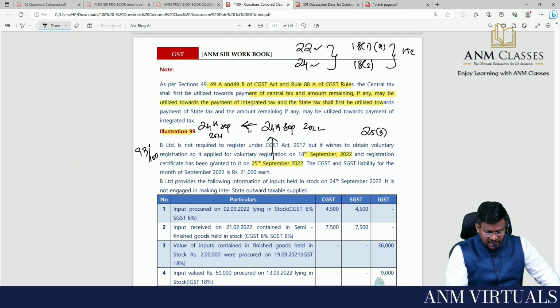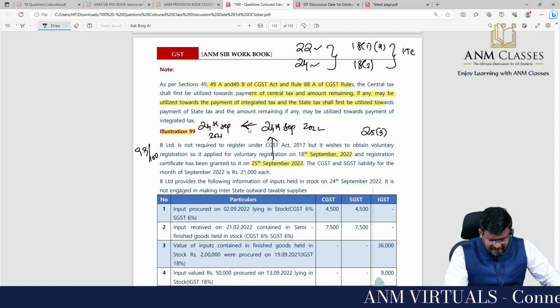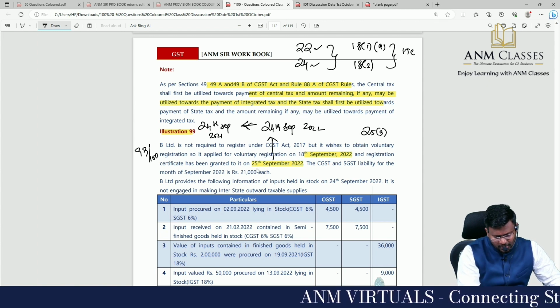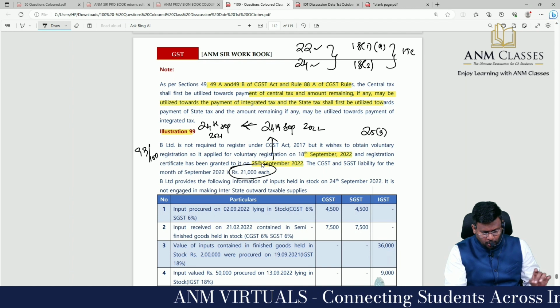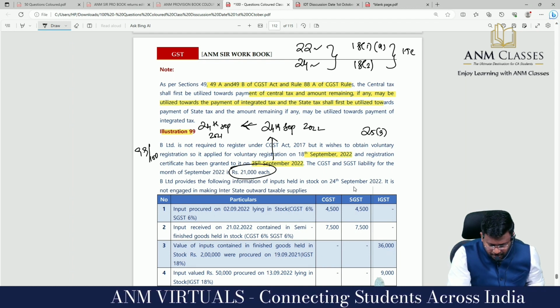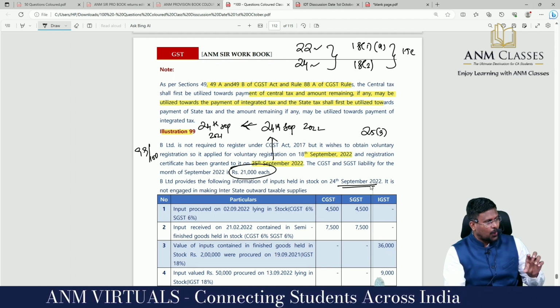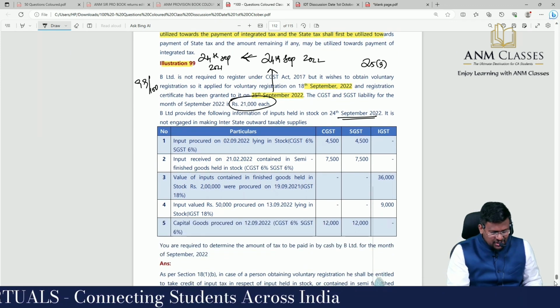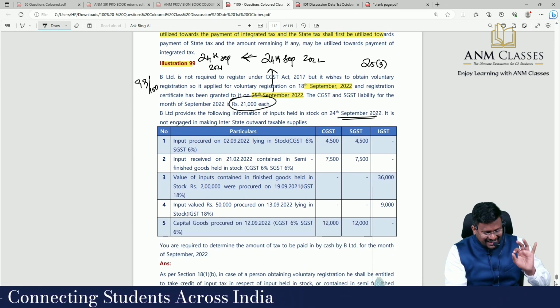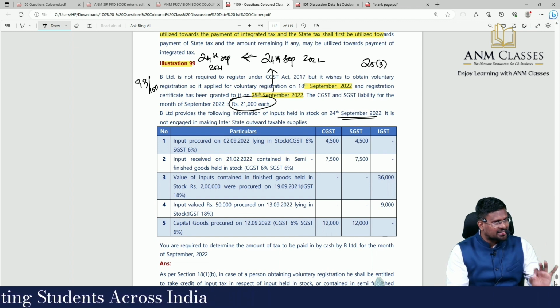Correct? CGST and SGST liability for the month of September is 21,000 each. B Limited provides the following information of input held on 24th September 2022. That is one day before the date of grant of registration. It is not engaged in making interstate outward taxable supply.